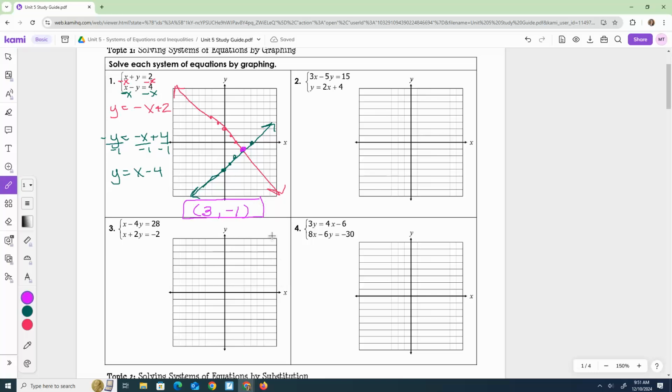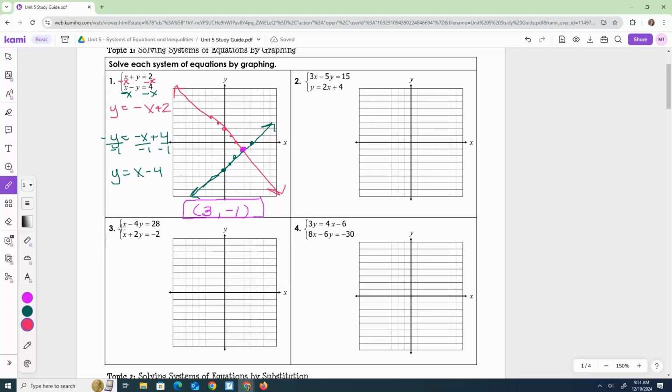So this is probably like a 5-point question. 1 point for rewriting your equation y equals mx plus b. 1 point for graphing it. Write the second equation y equals mx plus b. 1 point for graphing it. And then the final point is telling me where they meet. Let's do number 3 together. So if I want to solve the first one, what would I do?